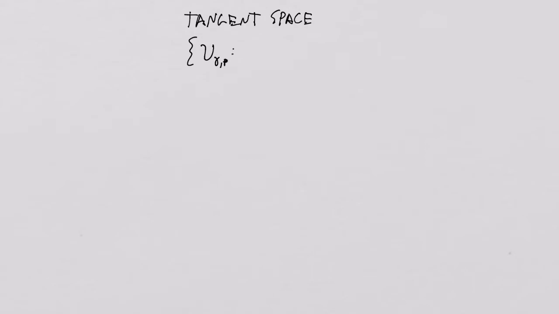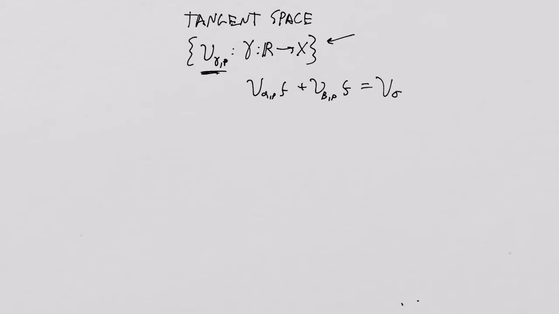at a given point, where gamma is a map from the real numbers to the manifold. Once we understand that this is the tangent space and that these objects in here are actually vectors, and we've defined our vector addition because we know that, say, v alpha at p acting on an arbitrary function plus v beta at p acting on an arbitrary function, we know there exists a sigma, and we actually know how to construct that sigma that acts on the function.